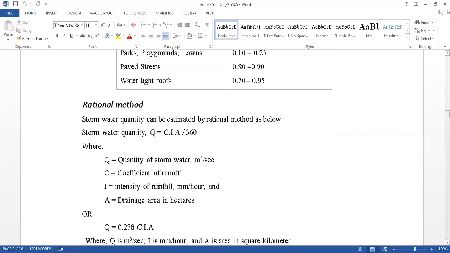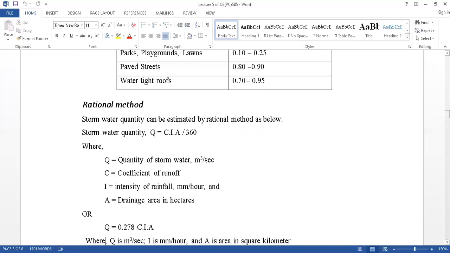This conversion factor has been created because the A, which will be used as the drainage area, is in hectare, that is 10 to the power 4 square meter. But ultimately Q, the quantity of the discharge, you have to calculate in cubic meter. Since there is a conversion from hectares to cubic meter, the 360 factor has been put in to ultimately convert into cubic meter.